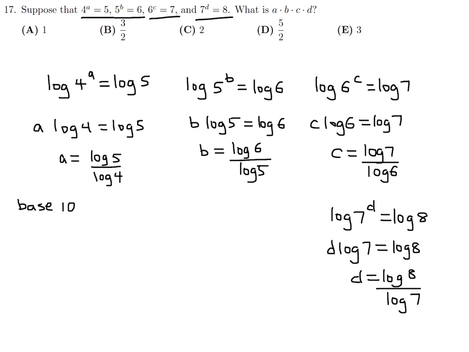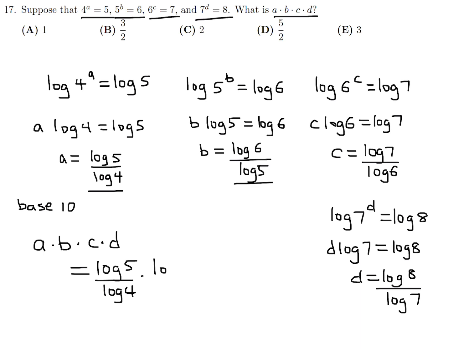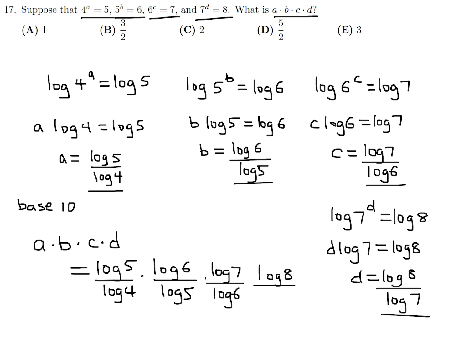There you go. Now we want a times b times c times d. Okay, no problem. A times b times c times d. Well, this is a, so the log of 5 over the log of 4. B is here, log of 6 over the log of 5. C is here, log of 7 over the log of 6. And finally, D is over here, the log of 8 over the log of 7.